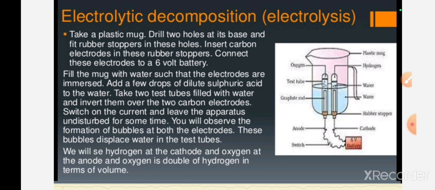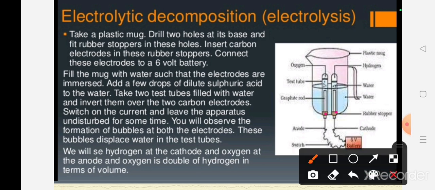Take a plastic mug and drill two holes at its base. Fit rubber stoppers in these holes. Insert carbon electrodes in these rubber stoppers. Connect these electrodes to a 6-volt battery. Fill the mug with water such that the electrodes are immersed, and add a few drops of dilute sulfuric acid to the water. Take two test tubes filled with water and invert them over the two carbon electrodes.